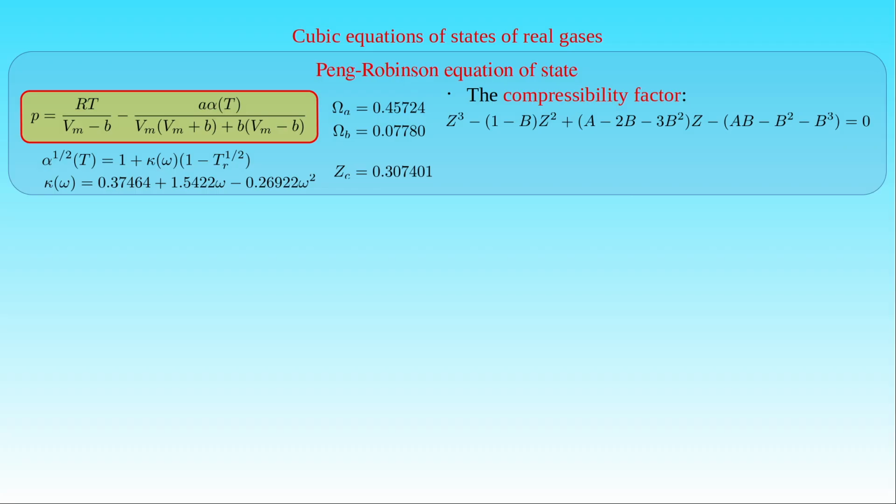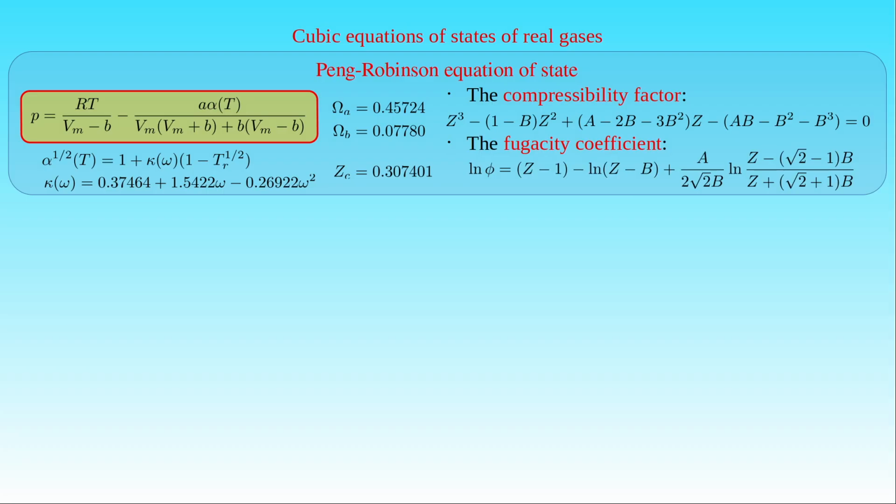The natural logarithm of the fugacity coefficient phi is given by Z minus 1, minus the natural logarithm of the difference between Z and capital B, plus capital A over 2 times square root 2 times capital B, times the natural logarithm of the difference between Z and 1 minus square root 2 times capital B over the sum of Z and 1 plus square root 2 times capital B. The Peng-Robinson equation generally performs better in predicting liquid densities, especially for nonpolar substances, compared to the Soave equation.